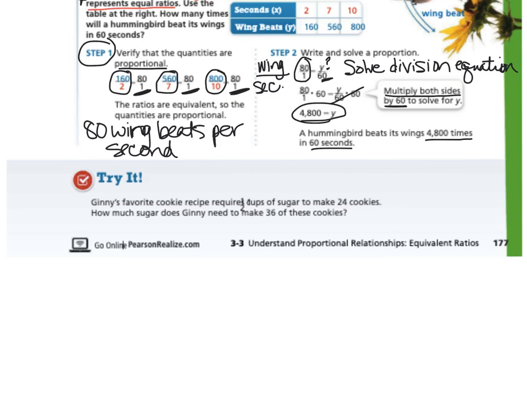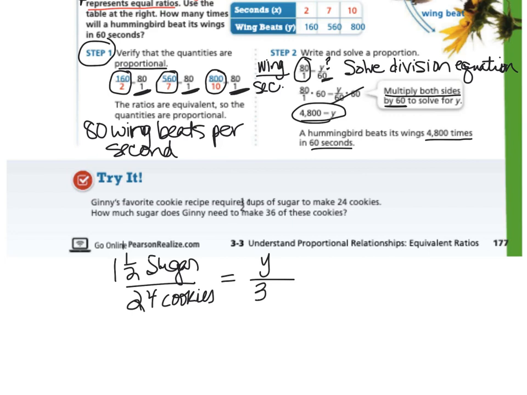We already know that Ginny is going to need 1 1/2 cups of sugar, and that's to make 24 cookies. So the question is, how many cups of sugar will she need to make 36 of these cookies? So in order to solve this equation, which is division, by the way, because we see the y divided by 36, we're going to multiply both sides by 36.